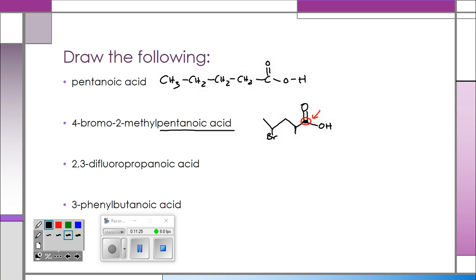Now if I'm going to do the next one, propanoic acid, you don't always have to show the carboxyl group facing up. You could show it facing down. There's no rule that says you have to draw it upright like that. So when I started this one off, there are 1, 2, 3 carbons, propanoic acid. And on carbon number 2, there's 2 fluorines.